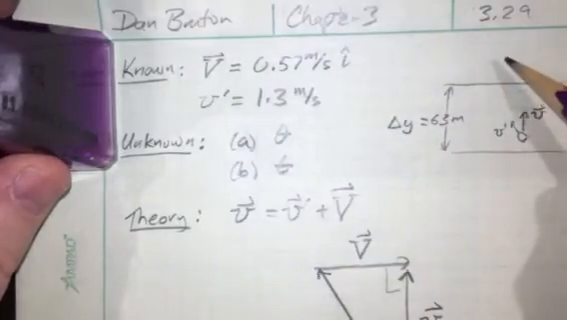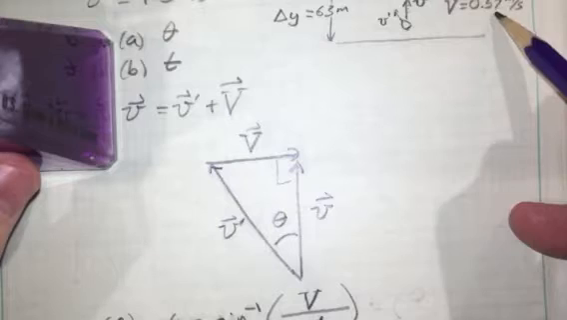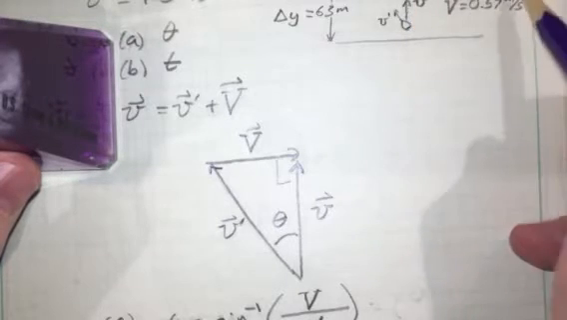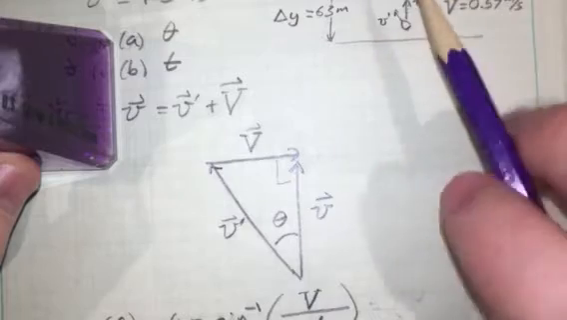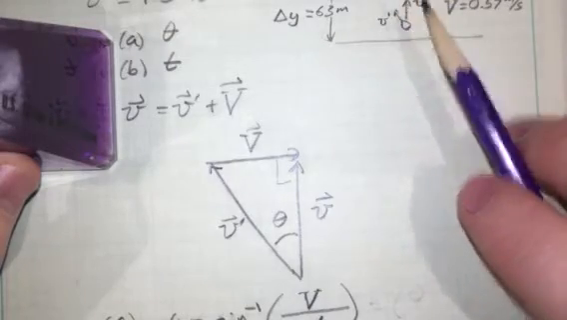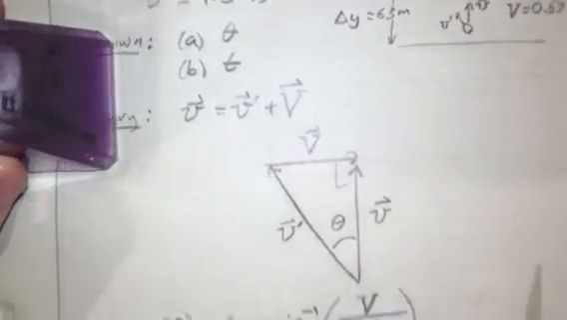This is problem 3.29, and we have a case where the water is going 0.57 meters per second this direction. We're trying to have a boat go directly across the stream. We have to angle the boat in this direction. The speed of the boat relative to the water is 1.3 meters per second.